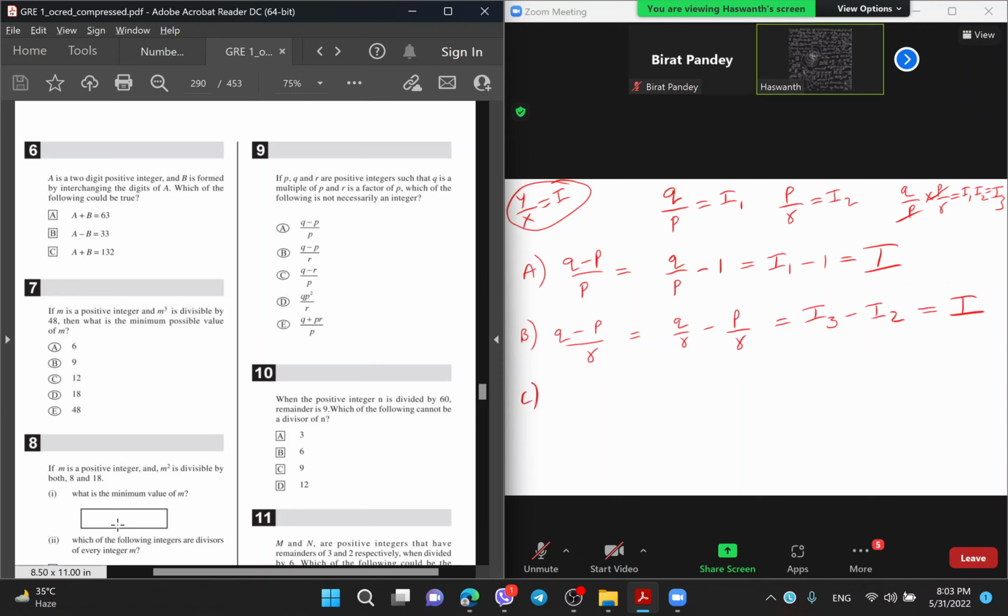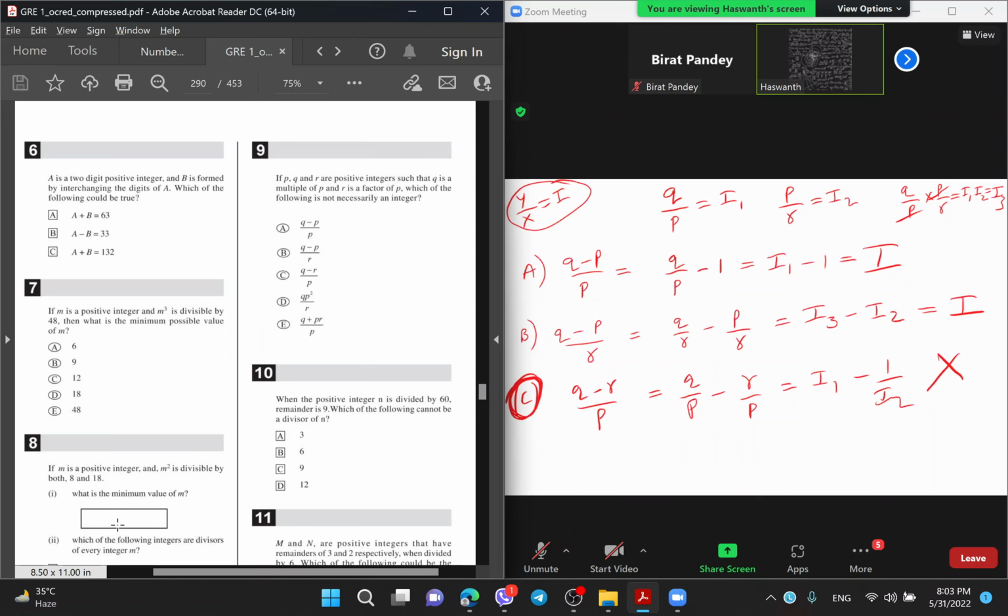Whereas if you take option C, it says (q minus r) by p, which is q by p minus r by p. Now q by p we know is an integer. R by p: r is a factor of p, so p by r is an integer, and r by p means the reciprocal of this. Now we don't know whether it is an integer or not, because if r's value is 1, 1 by 1 you can say integer. If it is 2 or 3 or 4, some other value like that, it's a fraction. So this is not necessarily an integer, (q minus r) by p.